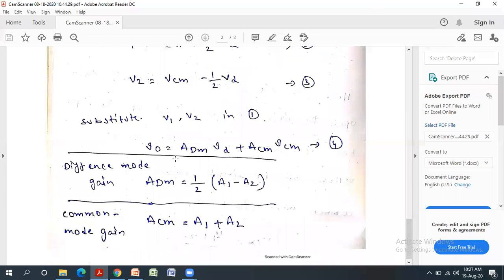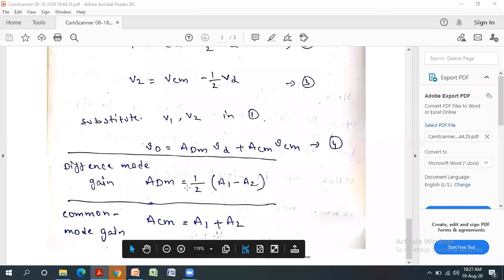Vd is creating an additional gain at the output of the amplifier. That gain is called differential mode gain, represented as Adm, which is equal to half into (A1 minus A2), and Acm is equal to A1 plus A2. So this is our discussion about differential mode gain and common mode gain.